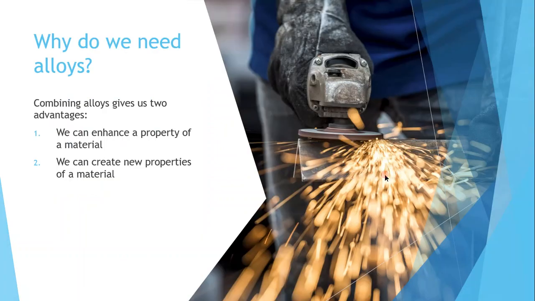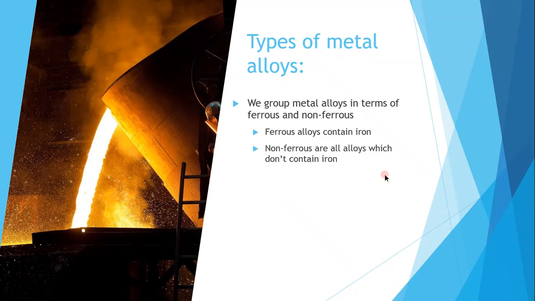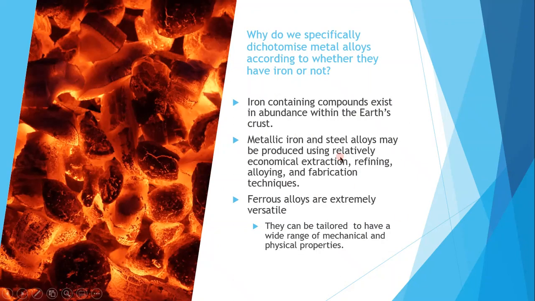So why do we need alloys? Combining alloys gives us two advantages. We can enhance the property of a material and we can create new properties from a material. Types of metal alloys: we can group metal alloys in terms of ferrous and non-ferrous. Ferrous alloys contain iron, and non-ferrous are all alloys which don't contain iron. And we'll approach this topic in another video.